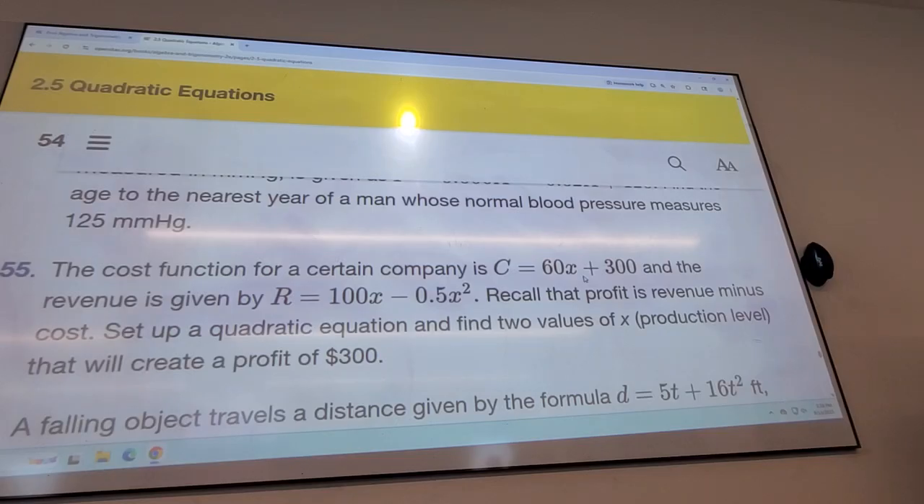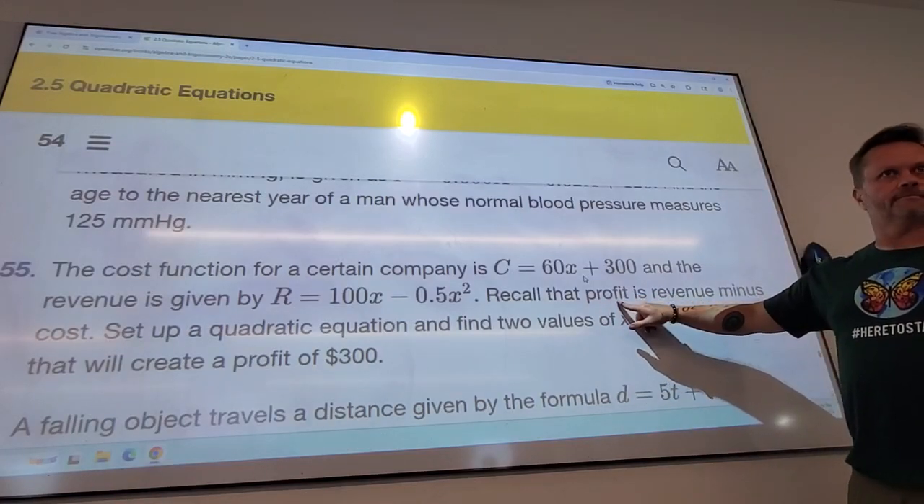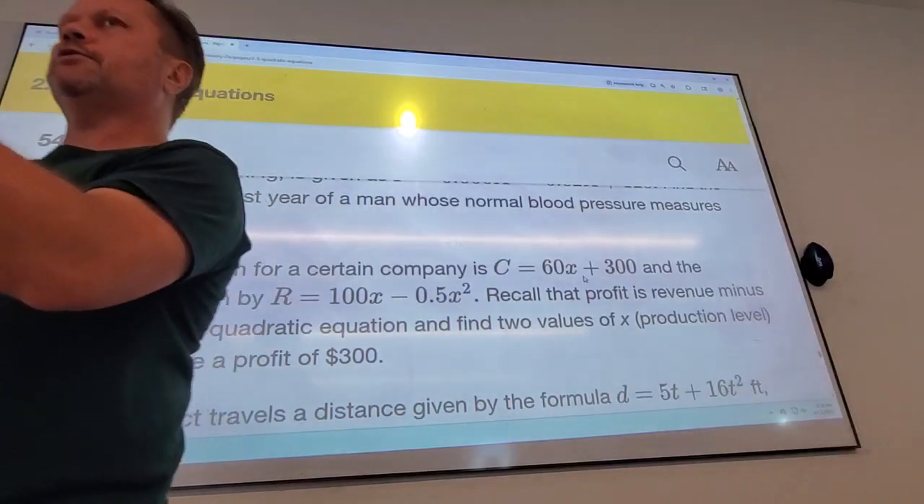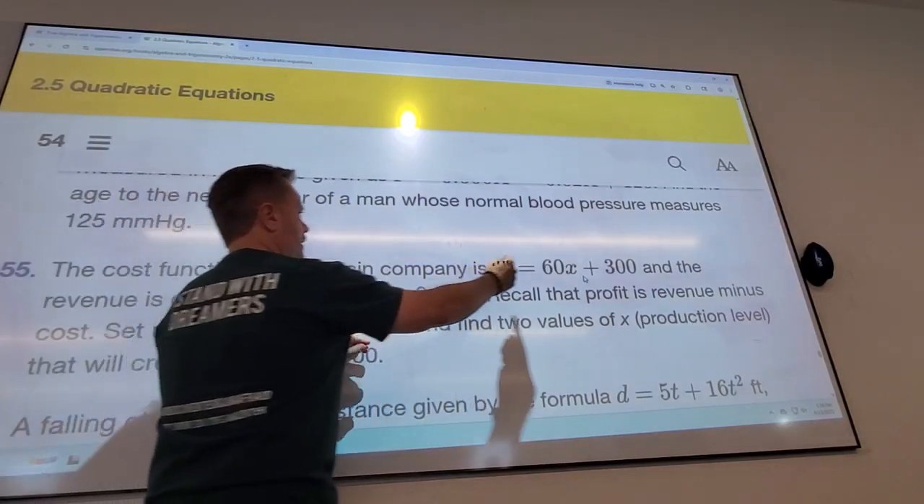Recall that profit is revenue minus cost, kids. Set up a quadratic equation, find 2 values. Okay, how do you get the profit function? All right, so listen. I am the last person to ever want to teach business. This is the highest level of business I want to teach. Revenue is the amount of money you bring in. Cost is the amount of money that flows away from you. So to find profit, it would be revenue minus cost. So you would take this function minus this function.